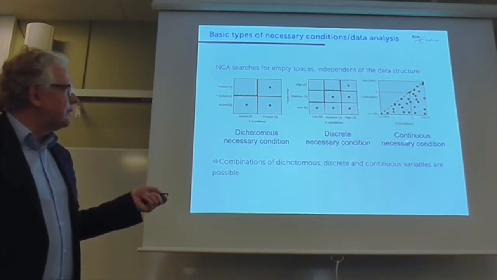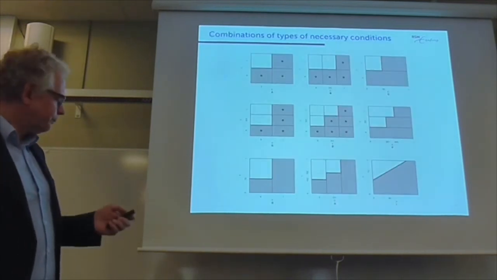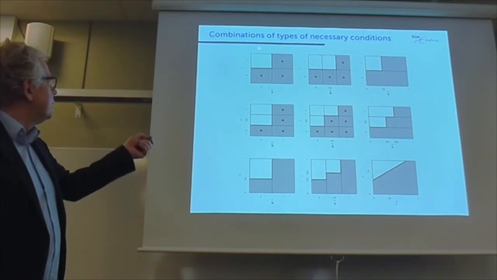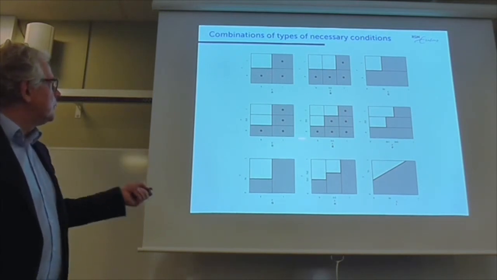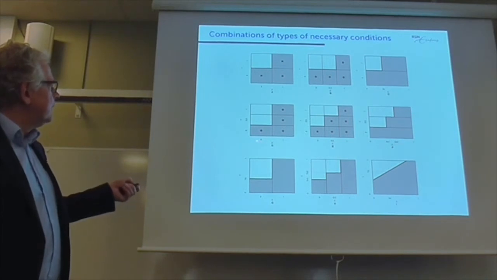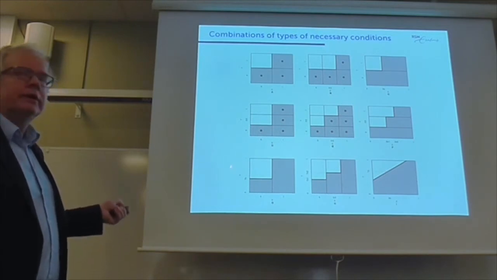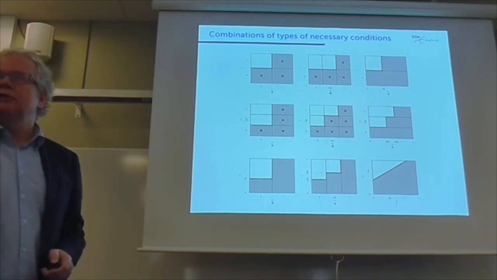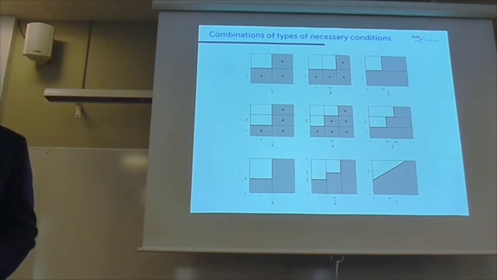Dichotomous, discrete, or continuous necessary condition. And combinations are possible as well. This is the dichotomous one, the discrete one, and the continuous one, but you can also have dichotomous on the x and discrete on the y, or dichotomous on the x and continuous on the y. So there are all kinds of possibilities, but basically what you're looking for is the empty space.